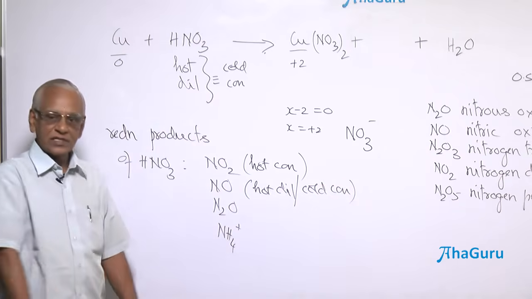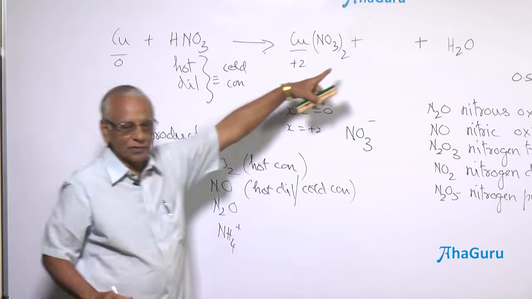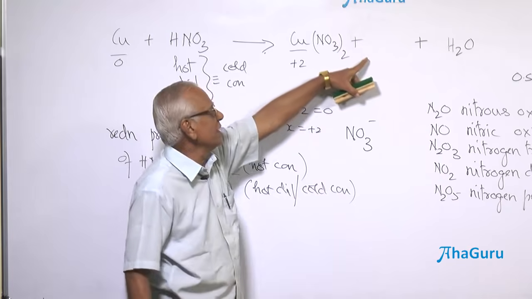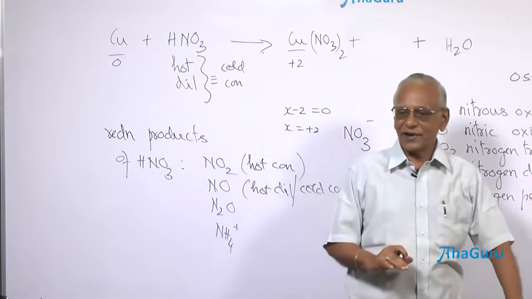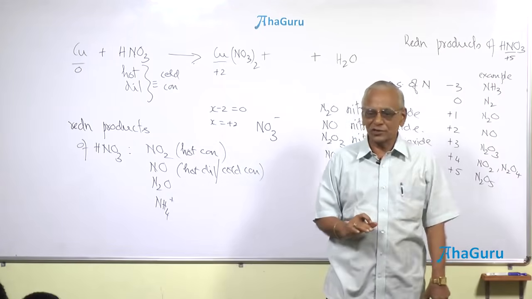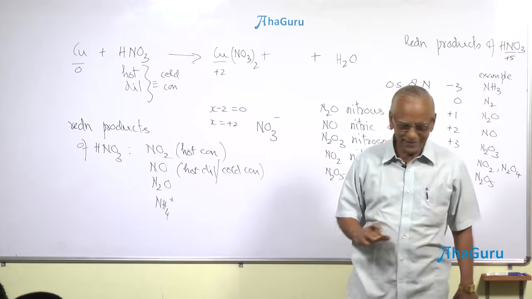Let me come back to this later. Therefore, can you predict the product now? Can you tell me the missing compound here under this condition? I am using hot concentrated, or hot dilute, or cold concentrated. What should be the reduction product of nitric acid?